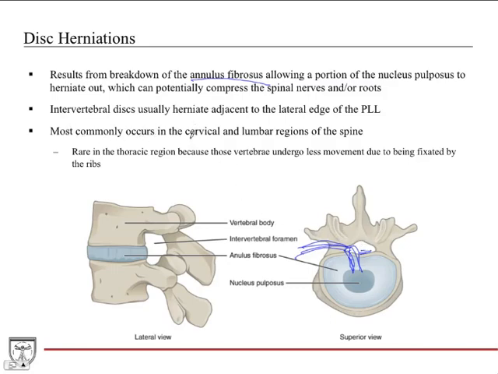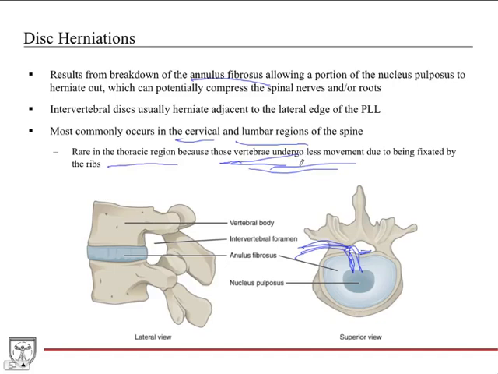So it most commonly occurs in the cervical and lumbar regions. It's very rare in the thoracic region to have a disc herniation. And why is that? It's because the vertebrae in the thoracic region are fixated by the ribs, which are then fixated to the sternum, your breastbone in the front. It all forms this structure called the thoracic cage or rib cage. As a result, these vertebrae undergo much less movement than the cervical and lumbar regions.